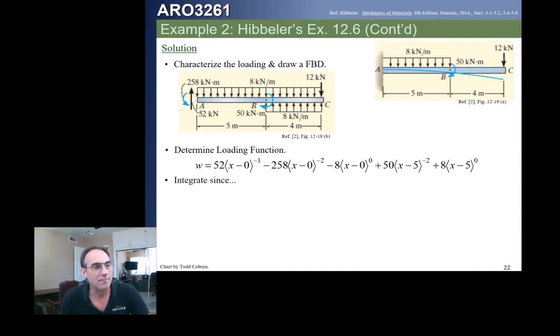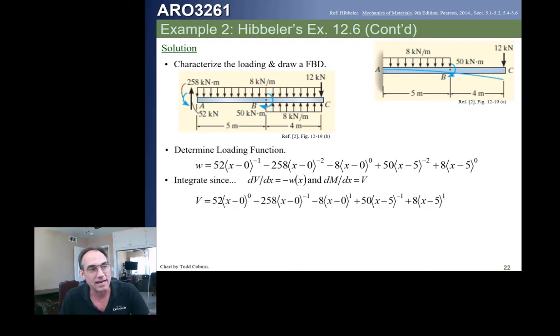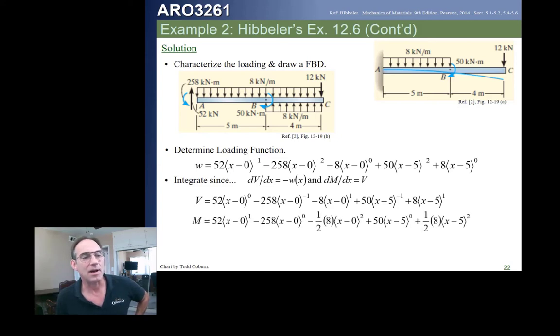We then can integrate that puppy and note that any constant of integration will be 0. Notice that we didn't write a function term for that 12 kilonewtons since it's the right end. We integrated that and ignored the constant of integration since it's going to be 0. Integrate again and ignore the constant of integration since it's going to be 0. That gives us the moment.